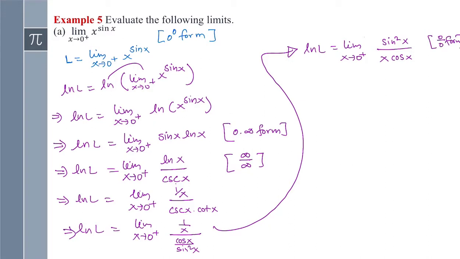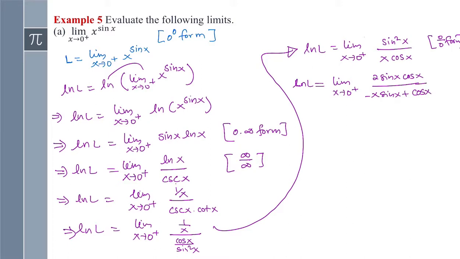So that means natural log of L equals the limit as x approaches 0 from the right. The derivative of sine squared x is 2 sine x times cosine x, divided by the derivative of x times cosine x. We have to use the product rule: first function times derivative of second plus second function times derivative of first, which is just 1.